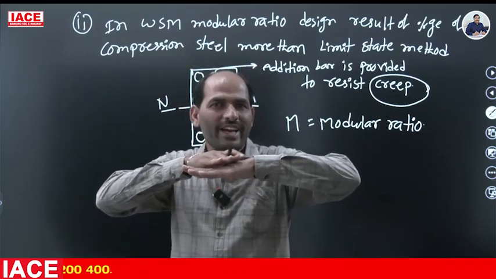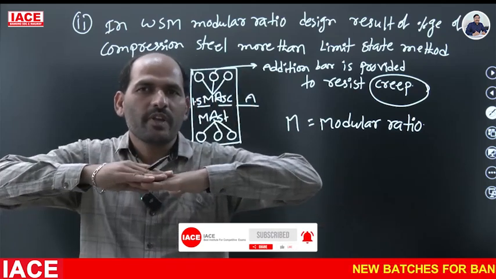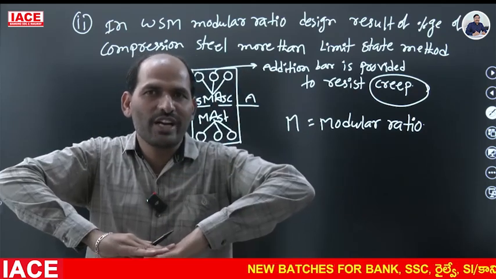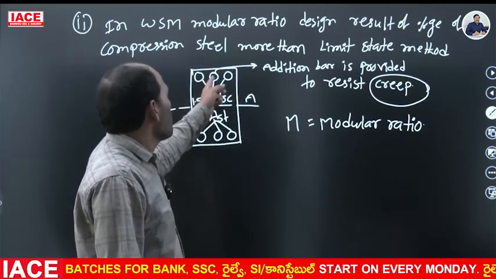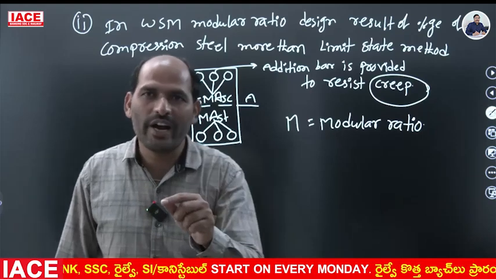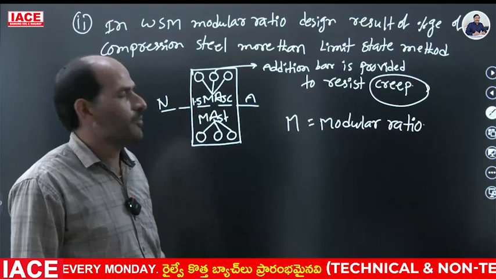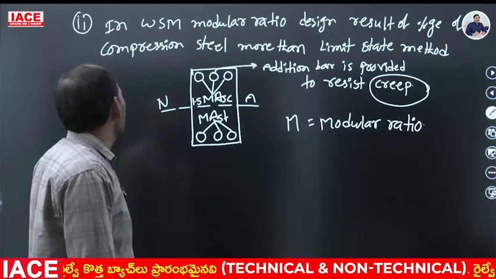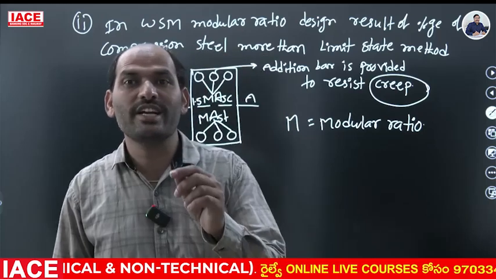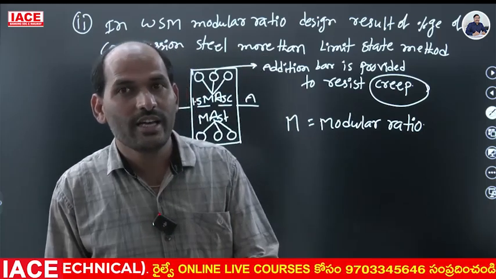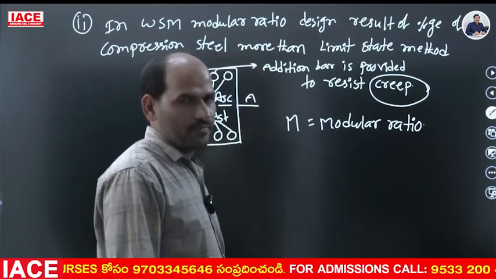Due to the application of long-term load, due to the application of constant load, it bends like this. This is called the creep effect. Due to the creep effect, one additional bar is required in the compression zone. That's why in the modular ratio design of the working stress method, a large percentage of compression steel is required compared to the limit state method, right?